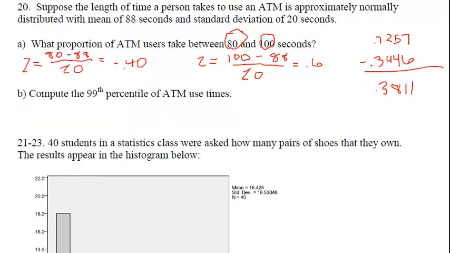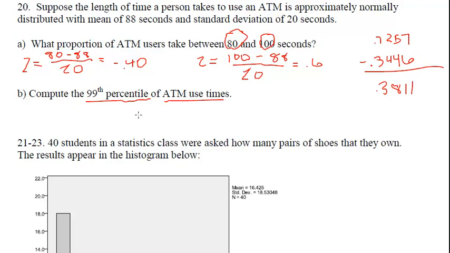The next problem is one of those different types of problems. If I give you a percentile, that means that I'm giving you the area under the curve. And unless I use a word like top 1 percentile, the percentile means an area to the left. So the 99th percentile means the area to the left is 0.99. So I have an area under the curve or percentile, and I'm looking for x. I'm looking for the ATM use times.